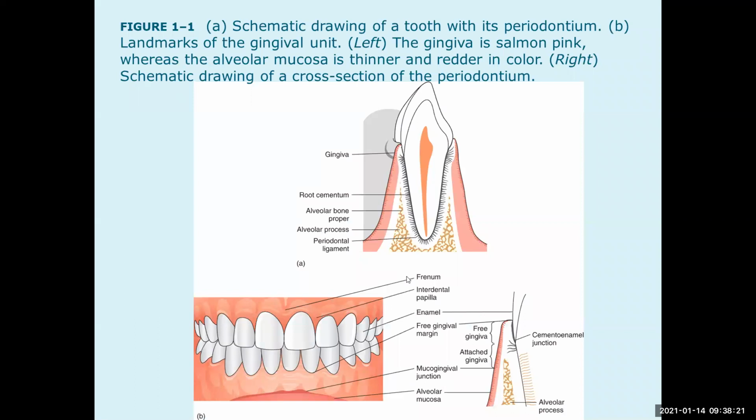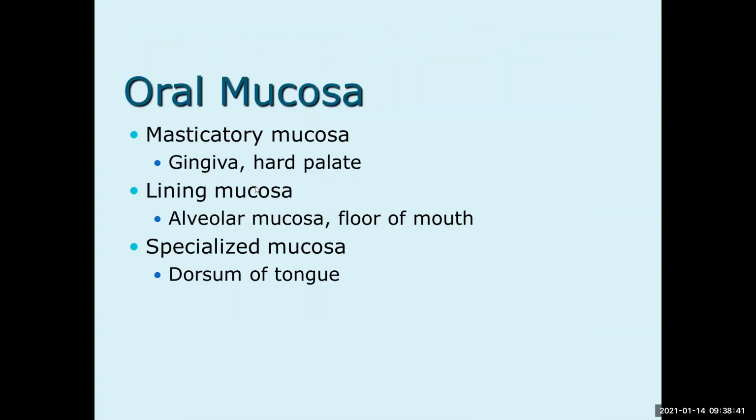This is from the book. Okay, you should know all of these landmarks. You have your gingiva here, the collar gingiva. You've got your periodontal ligaments attaching to the cementum, your alveolar bone, the alveolar process itself, and your PDLs where your attachment fibers are. Different mucosas: masticatory, lining, and specialized mucosa.